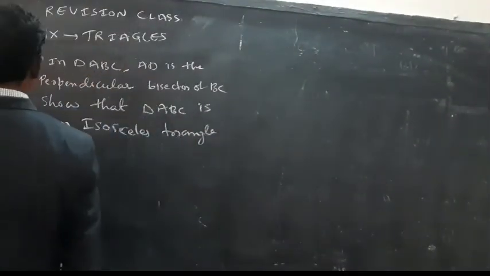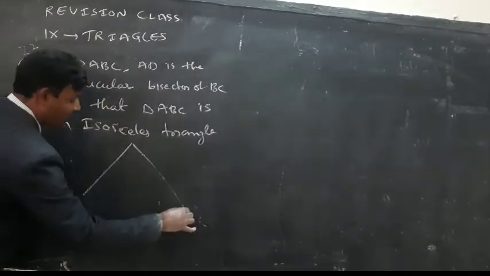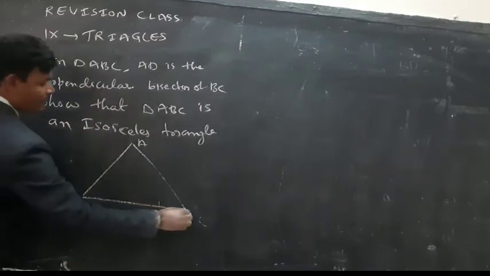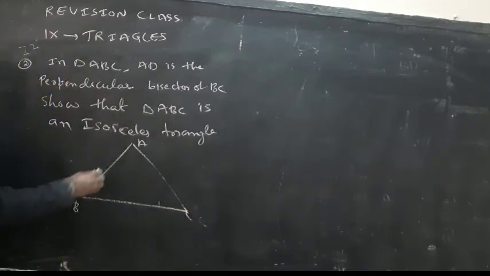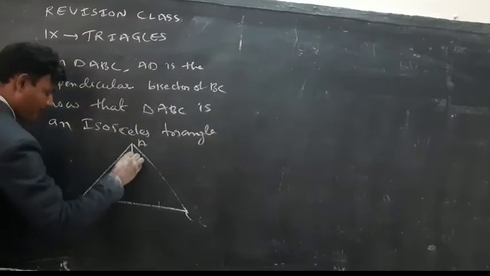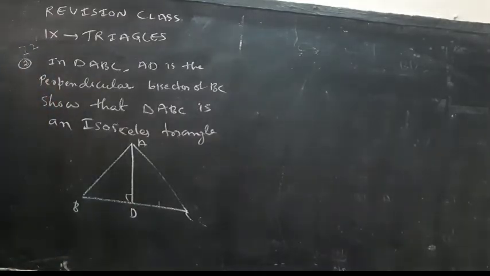Another question from the same exercise. In triangle ABC, AD is the perpendicular bisector of BC. For example, I am taking one triangle ABC. AD is a perpendicular bisector of BC. Show that ABC is an isosceles triangle. You have to prove that ABC is an isosceles triangle. How?